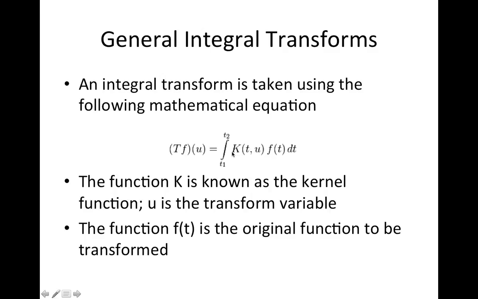So notice that we're taking this function f of t, which is our data set or our function that describes our physical behavior, and we're multiplying it by k of t and u and integrating it across some range over time. After this integral is accomplished, time will cease to be a variable, and our new variable will be u, our transform variable.